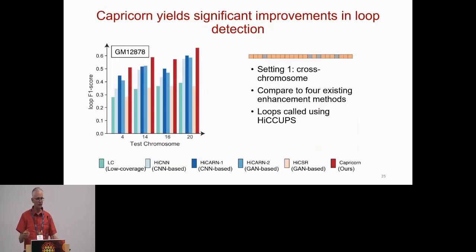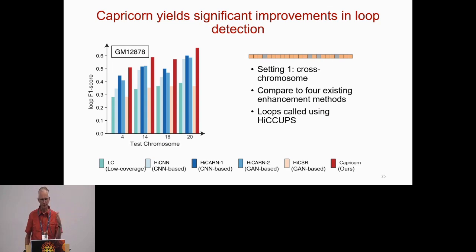With that background, starting with the simplest setting, the cross-chromosome setting, we see significant improvements in loop detection. Here we've compared to state-of-the-art methods. There are two variants of the HiCARN method, one using a CNN and one using a GAN. There's also HiCSR and HiCNN. And we also included as a control the low coverage data, running the loop caller directly on the low coverage data. In all of these situations, you get a significant improvement from Capricorn's approach.